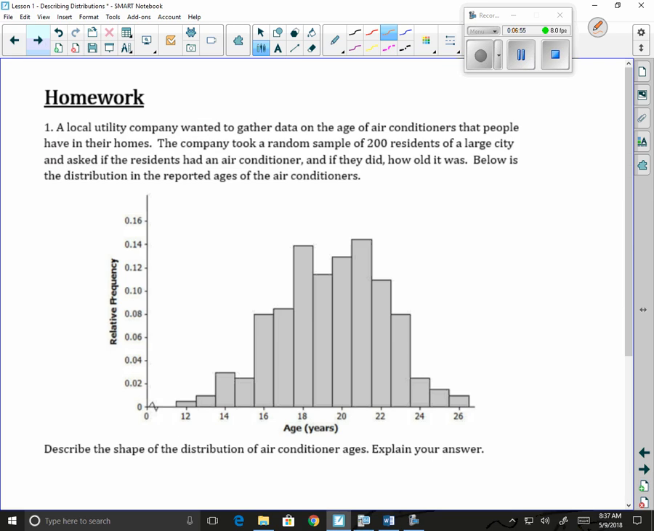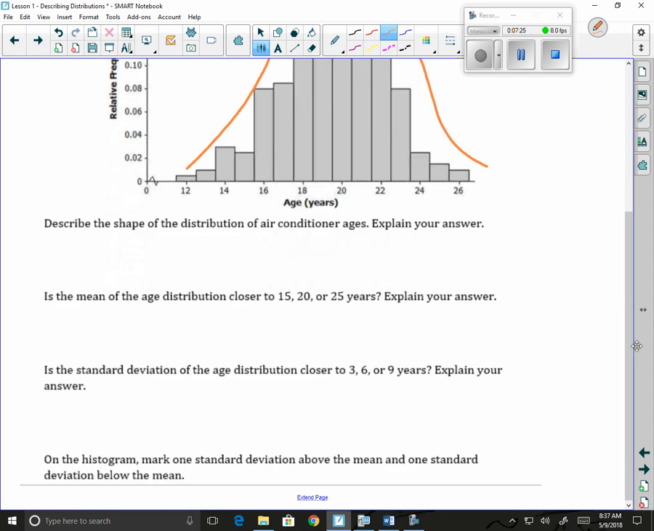Let's move on to the homework. So in the homework, we have this question about air conditioners and how much people use it, or how many years it's in their homes, stuff like that. So here's your data. The first question says to describe the shape of the distribution of the air conditioner and explain your answer. So again, even though the peaks in the middle are not here, it does look somewhat normal, right? It's not skewed in any way. It's not like we have really tall bars over on this side or on this side, right? So we have a relatively normal curve.